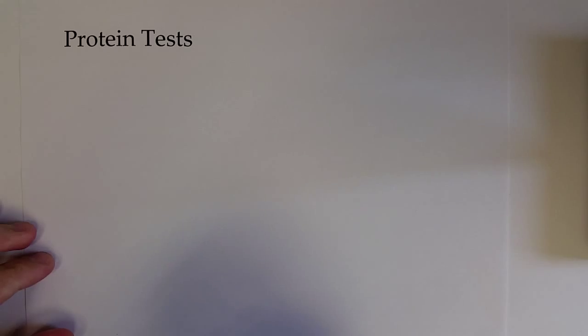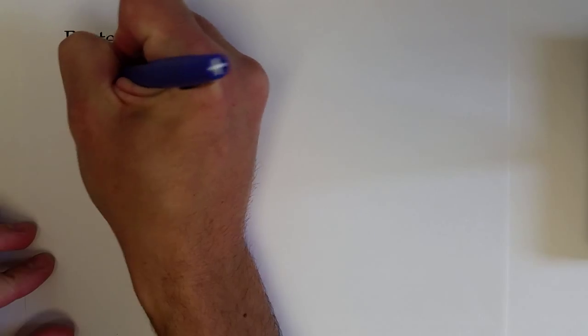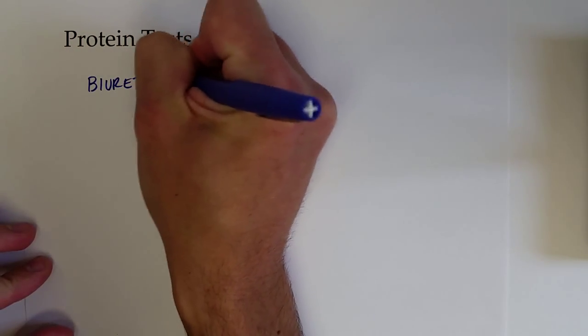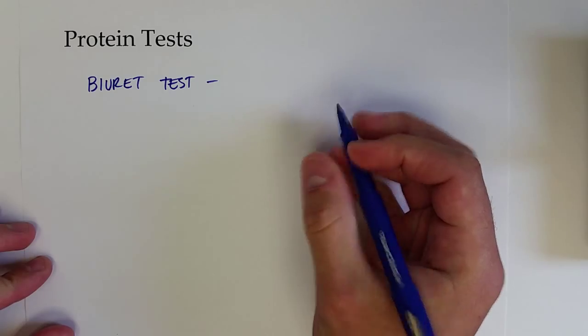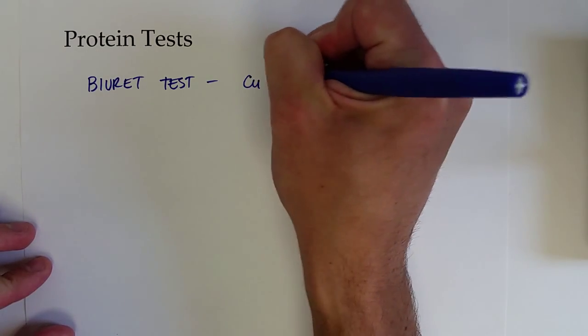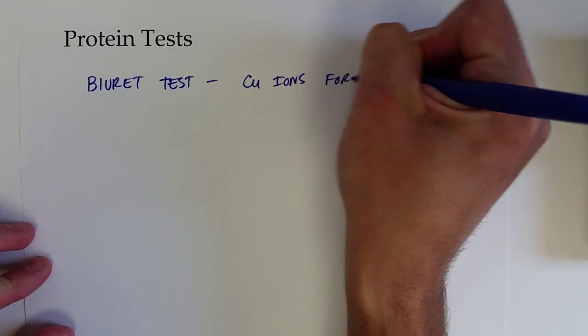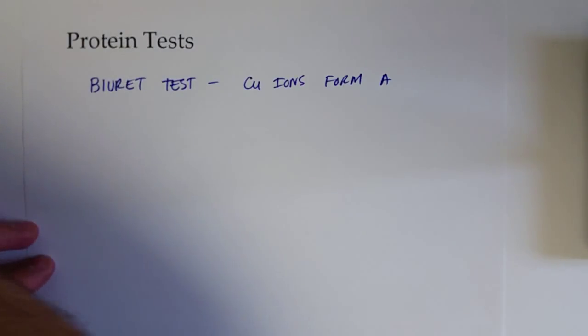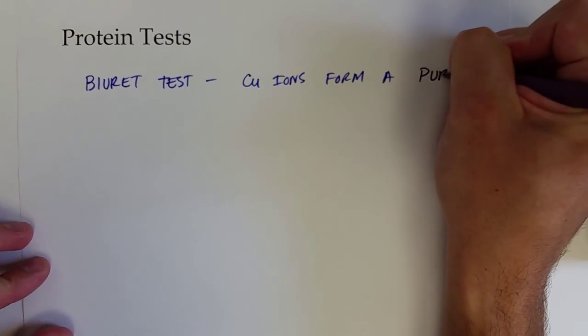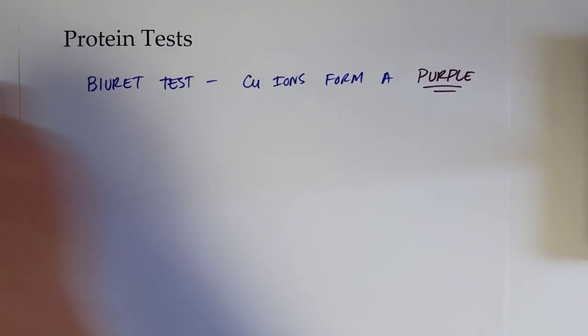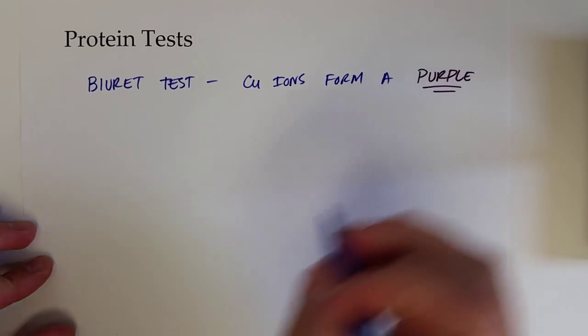The next thing we're going to talk about are a couple of different protein tests. Tests you can perform in the laboratory to determine if proteins are present, and then, of course, sometimes what specific amino acids are present in the protein. The first one we'll talk about is the Biuret test. This forms a purple complex with copper ions, a purple color, if peptide bonds are present.